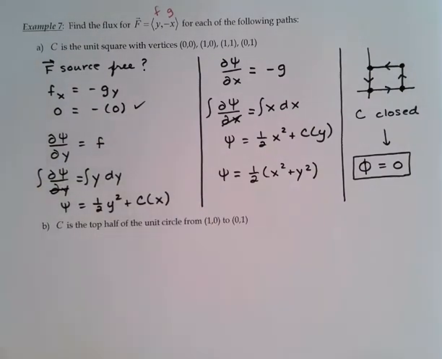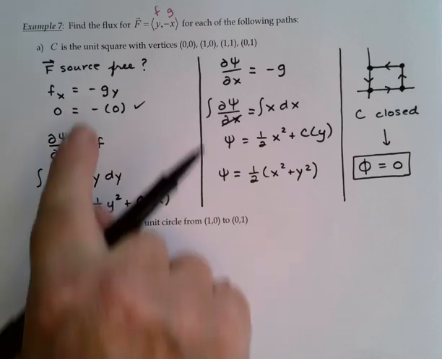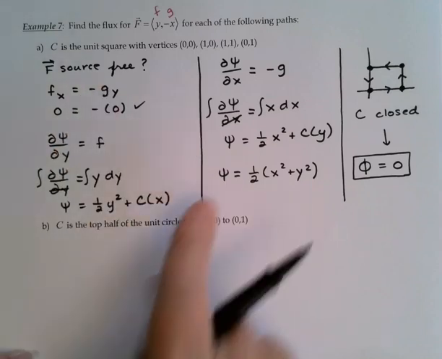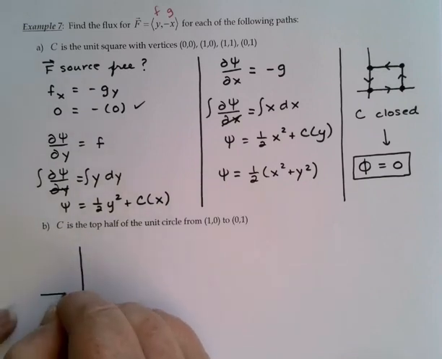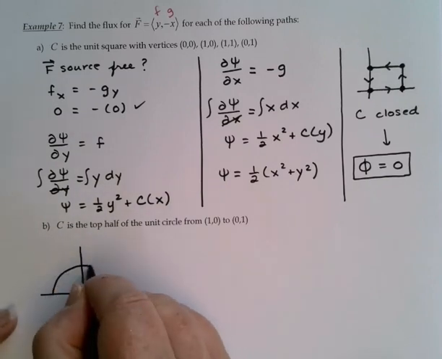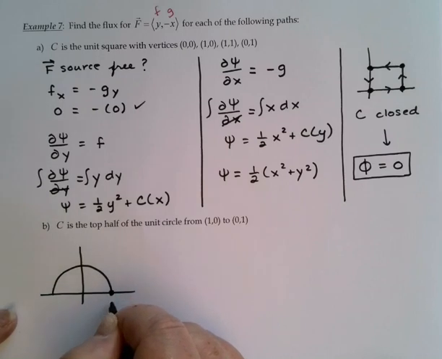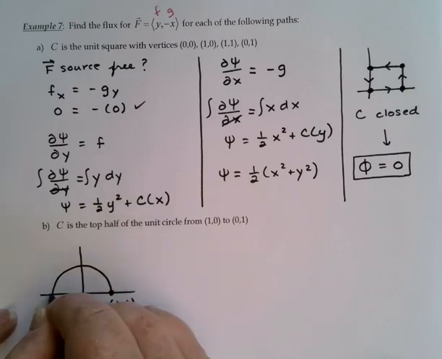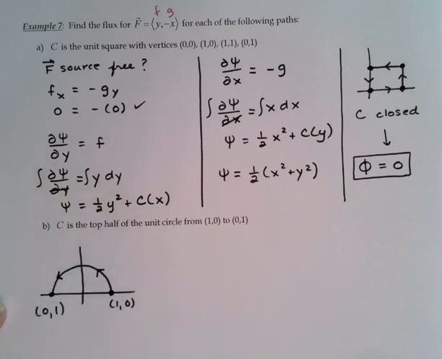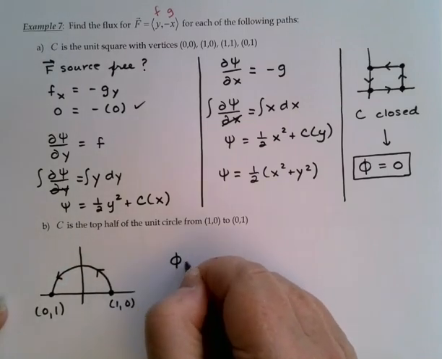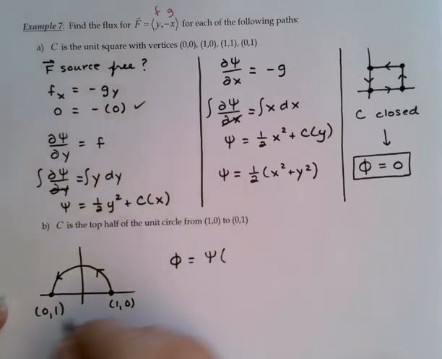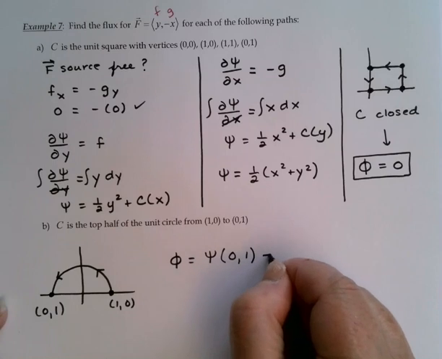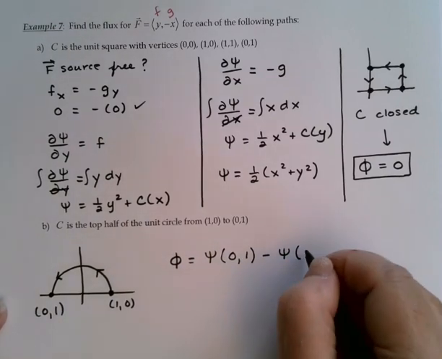All right, part B, same vector field. So I already know it's source-free, and I already know what phi looks like. C this time is the top half of the unit circle from 1, 0 to 0, 1. And since I've already done all the work, I'll just use the FTC to say that would be phi of the ending point minus phi of the starting point.